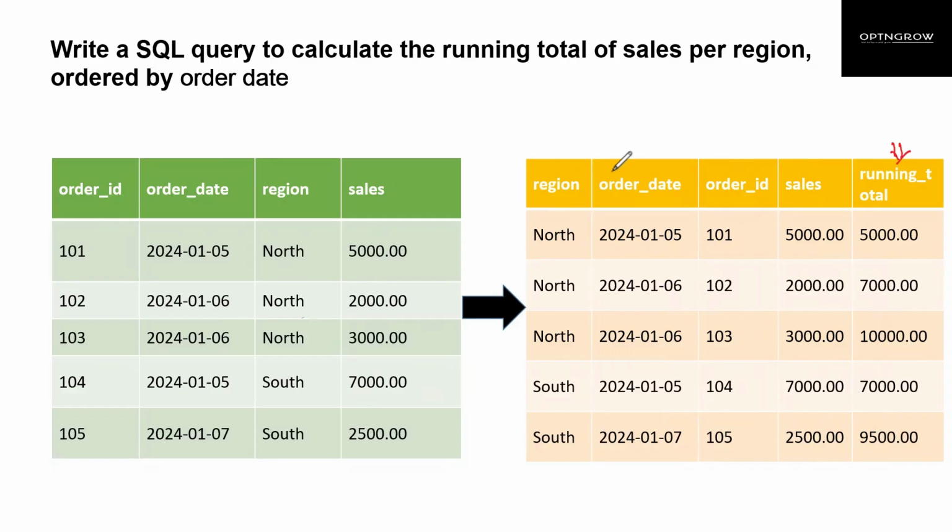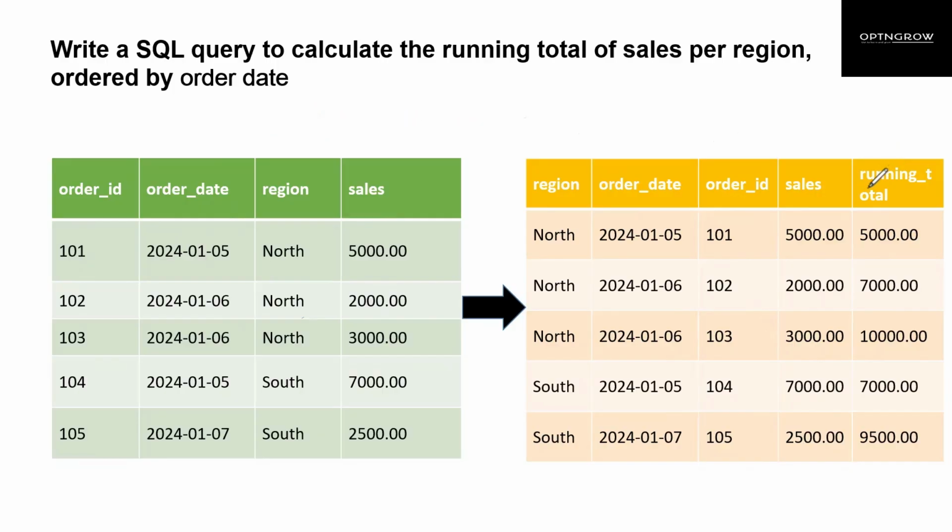Now, these four columns are exactly the same as those of the input table. It's just that the position of these columns is different. So we can definitely define the position of the columns in the select statement. We can say select region and the other columns so that we get these column positions. Okay, now let's talk about running total.